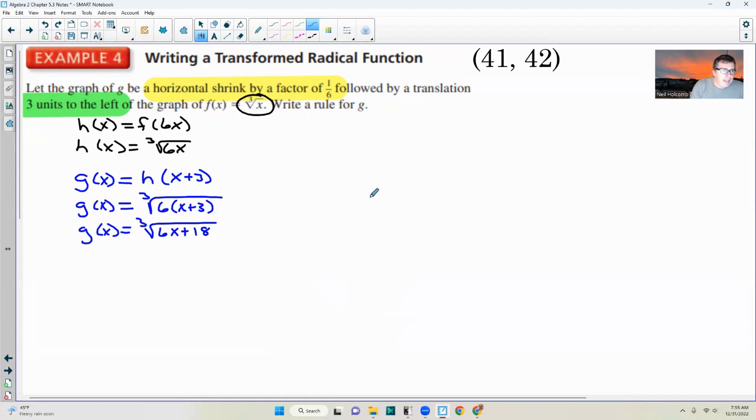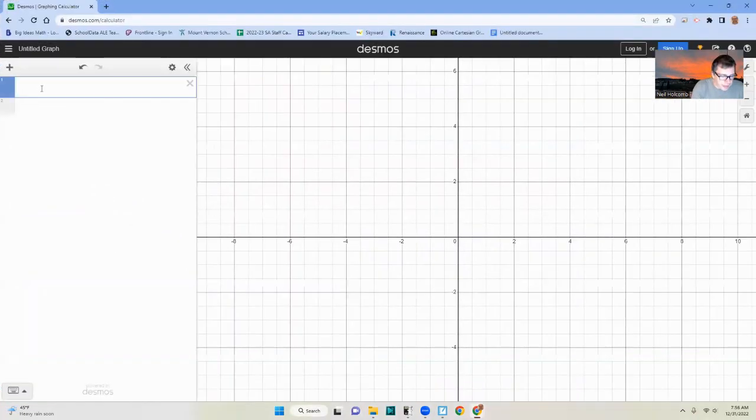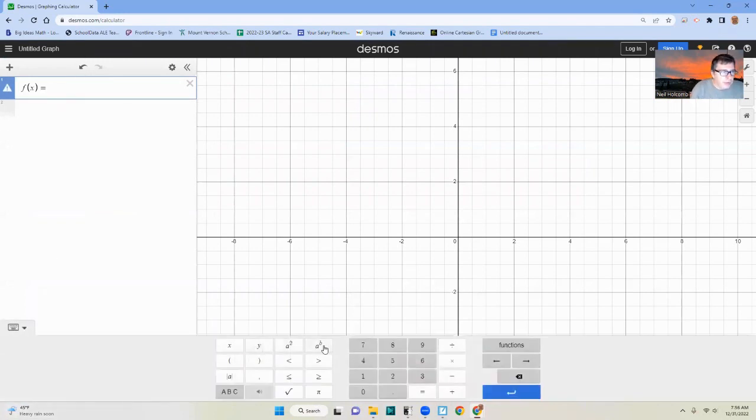Now I'm going to check these using Desmos just for a change. So let me get Desmos out here. Let's see, where is Desmos? Let me drag this over like so. And the first thing I'm going to put in is the parent function f of x equals the cubed root of x. Okay, so I'm just going to type here f of x equals, and I want the cubed root. How do I do cube root?